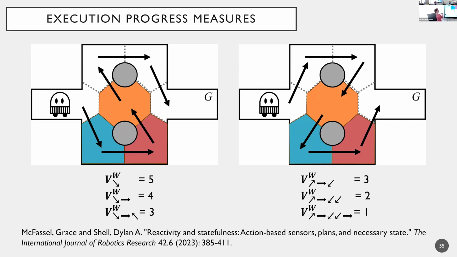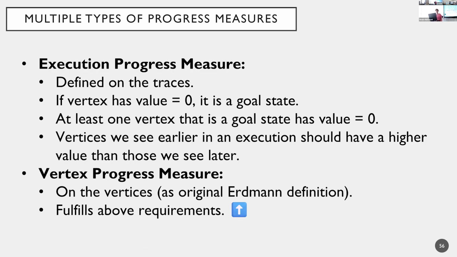But these, if they were non-deterministic actions, you would see that these would be applied to sets of state. So for example, for this one here, if we tried to go down and to the right, we could end up in one of these two sets. We could then apply a value onto that set of states rather than the individuals. And we call this an execution progress measure. It's defined on these traces, on these outcomes of execution histories.